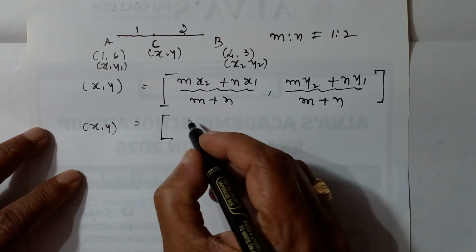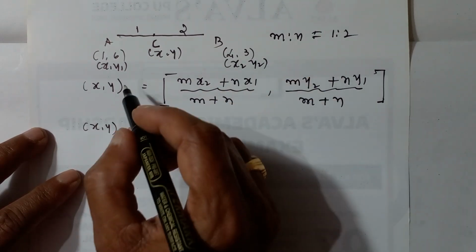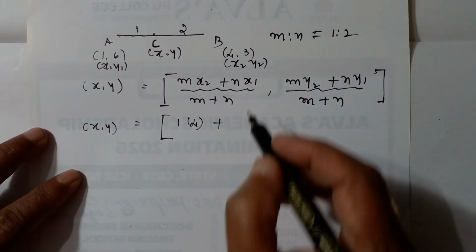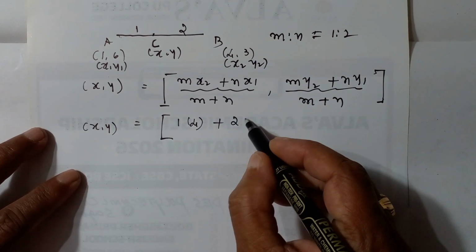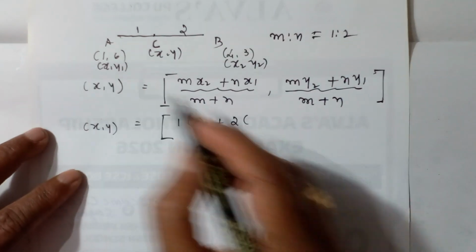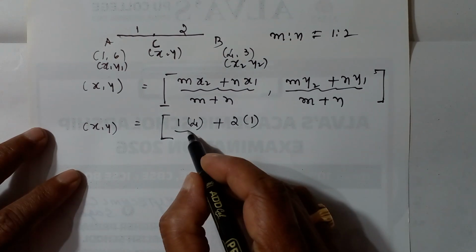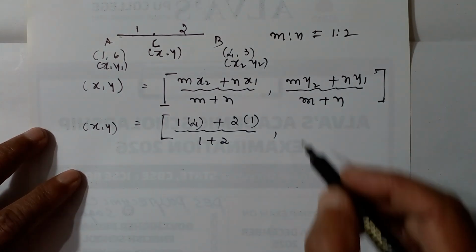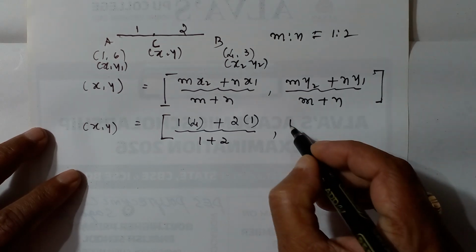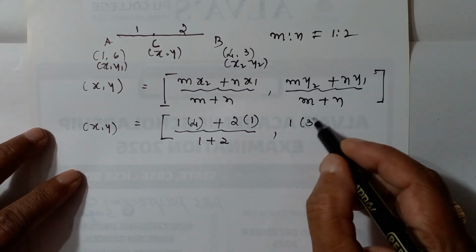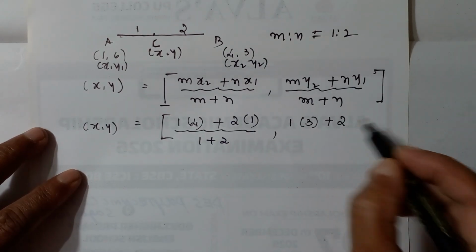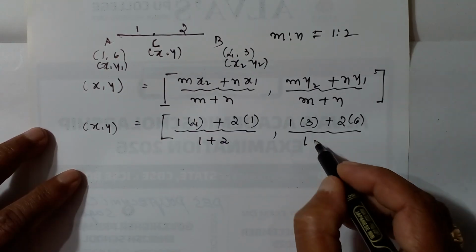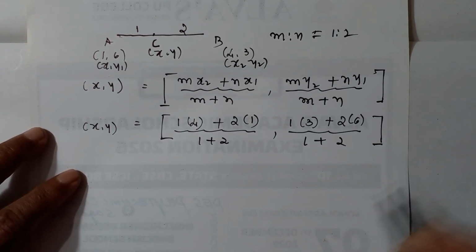Here m is 1. x2 carefully substitute, x2 is 4. Sign between, plus n means 2 into x1. x1 means 1. Carefully you have to take. That is divided by m plus n, means 1 plus 2. Okay, comma, with reference to the y ordinate. Here m means 1, y2 means 3, plus n means 2, y1 means 6, divided by 1 plus 2. Closed by the square bracket.